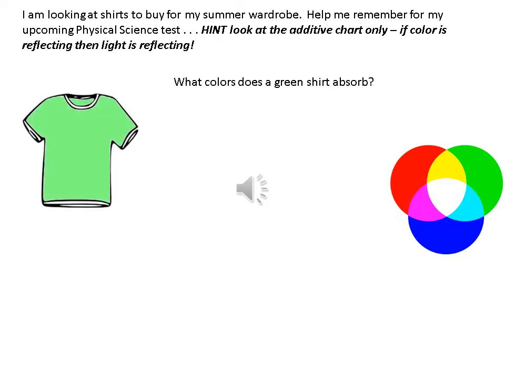What colors does a green shirt absorb? Now, when we look at the additive color diagram there, we see that green is a primary color. So a green shirt is absorbing both red and blue light. What colors does a green shirt reflect? Green shirts reflect green light.